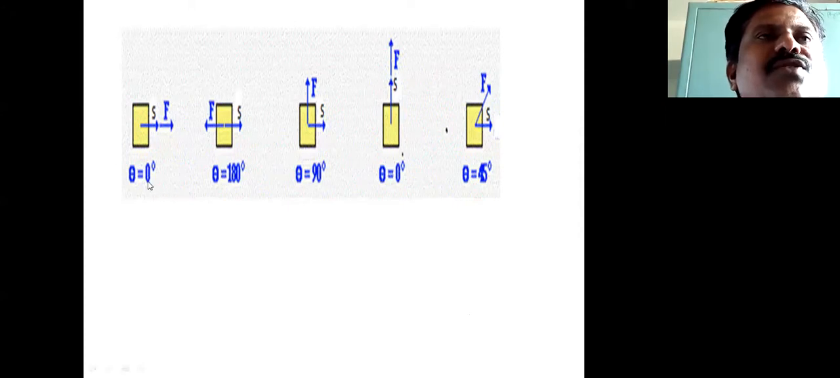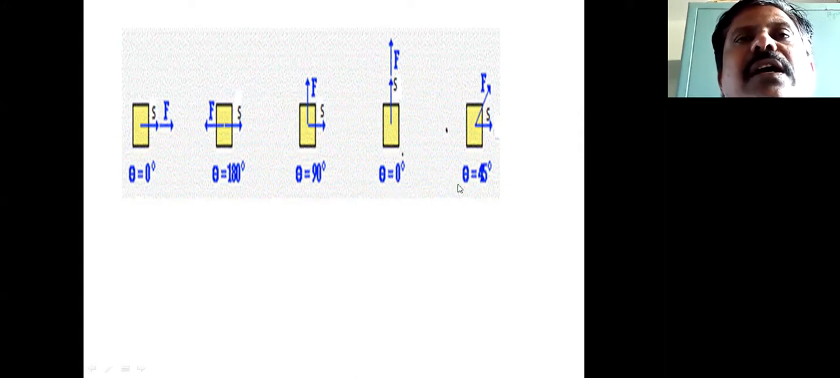This theta is equal to 0. This theta is equal to 180 degrees, where the force and the displacement are acting in opposite directions, so W is negative here. The theta equals 90 degrees indicates no work is done on that object. Here theta is again 0 degrees, and this one is some value like 5 or 10 degrees. Positive work indications.